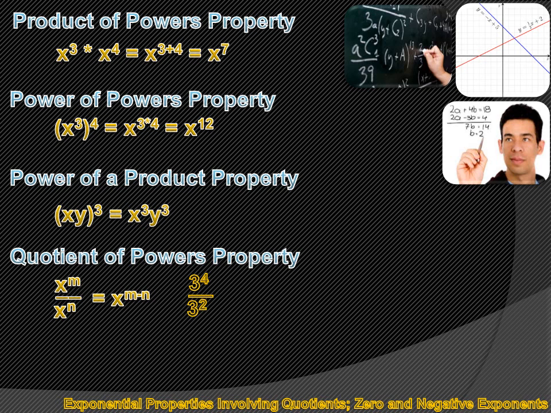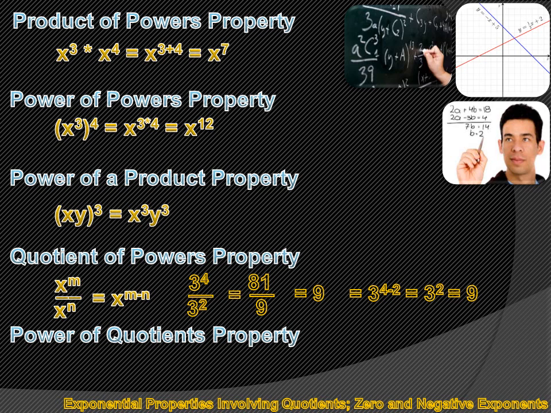Let's look at an example. If I had 3 to the 4th power divided by 3 squared, I could do it the old-fashioned way. I could say that 3 to the 4th equals 81, and 3 squared equals 9, and 81 divided by 9 equals 9. Or I could use the quotient of powers property, and I could say that 3 to the 4th power divided by 3 squared equals 3 to the 4 minus 2 power, or 3 squared, which equals 9.